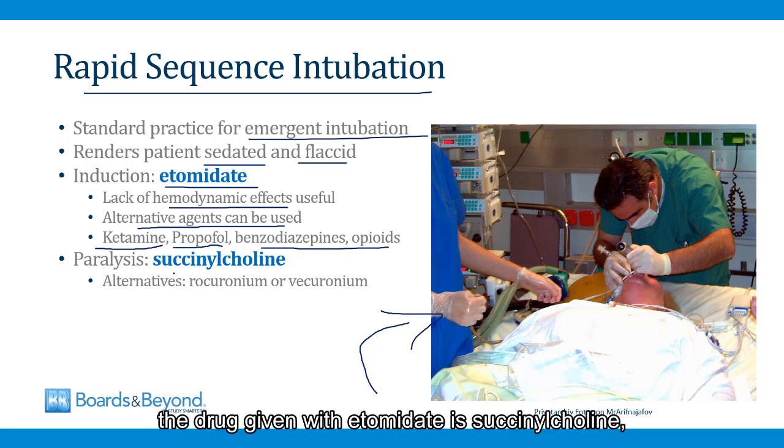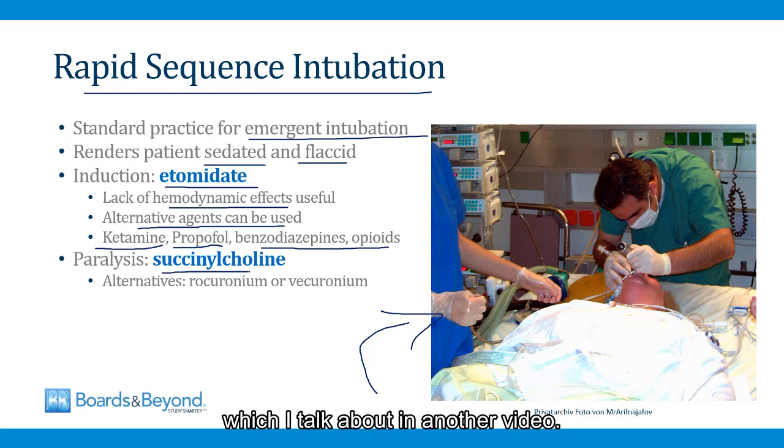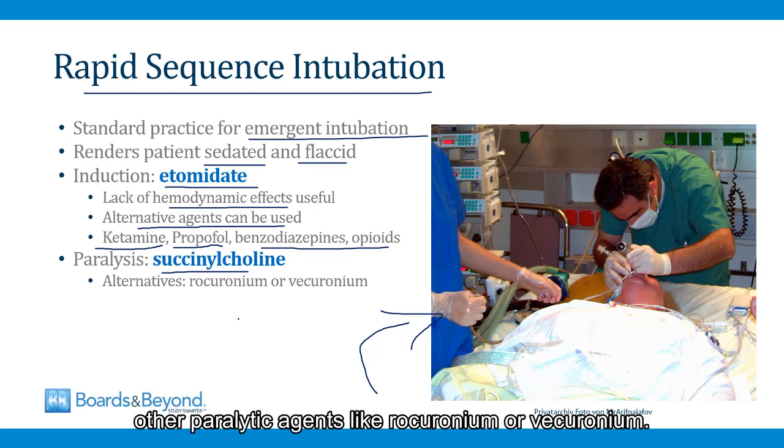For paralysis, the drug given with etomidate is succinylcholine, which I talk about in another video. Succinylcholine is the only depolarizing neuromuscular blocker, and it will paralyze the patient. As an alternative, you can use some of the other paralytic agents like rocuronium or vecuronium.